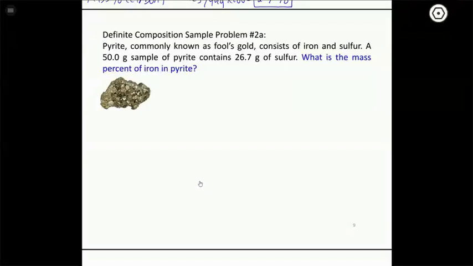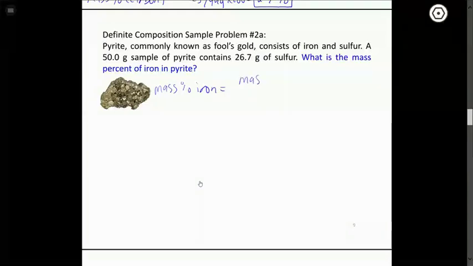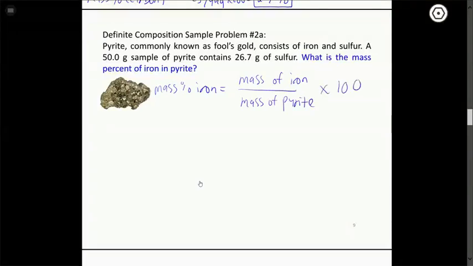As we just defined, the mass percent of iron is the mass of iron that we have divided by the mass of the compound pyrite, times 100. So to solve this problem, we need two parameters: the mass of iron and the mass of pyrite. Then we look at the problem and see what's given to us and what we need to find using other ways. The first one we can obviously see is the mass of pyrite, which is directly given to us as 50 grams. We don't need to do anything else to find it.